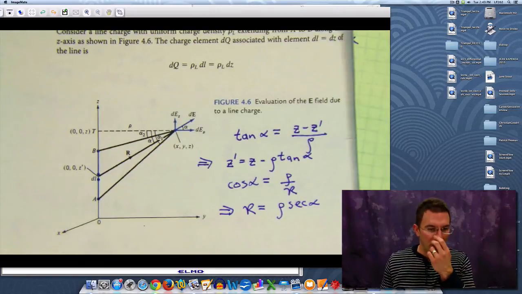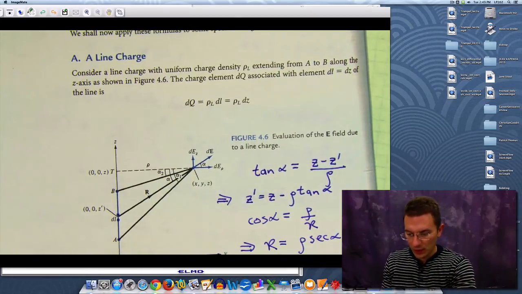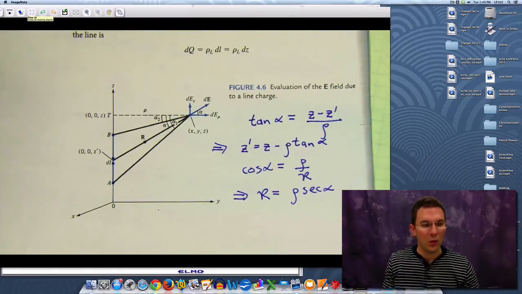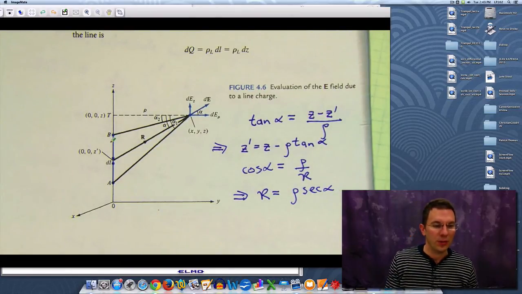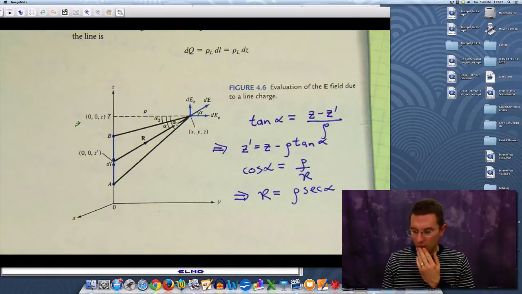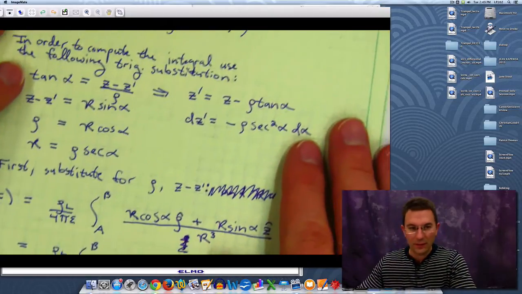Okay, once again, this is the geometry of interest right here. Line charge located along the z-axis and distributed between A and B. Okay, well, let's look at the governing equations for this situation.